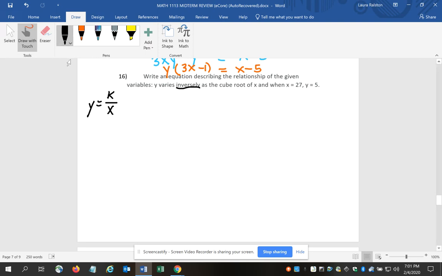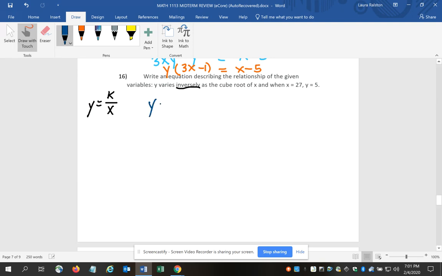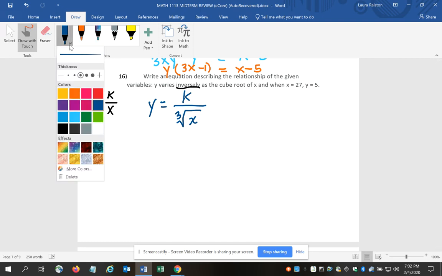This particular problem gives me a specific relationship, and it says y varies inversely as the cube root of x. So if I use that statement, that's the equation that is given in the question. And then the next thing that the question does is it gives you a specific relationship, and you need that relationship in order to determine the value of k, which is your constant of variation.